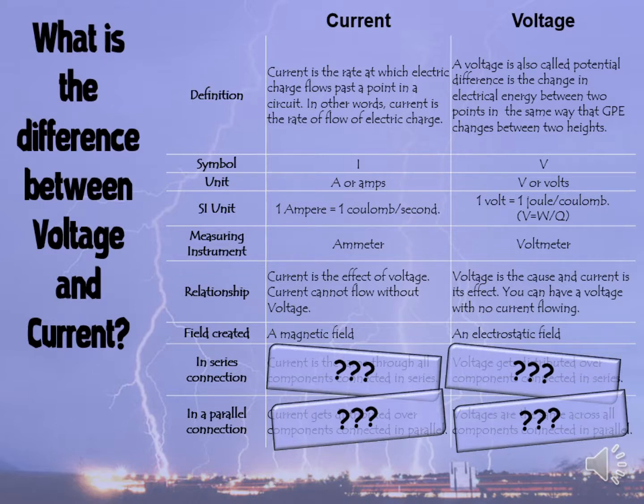And just interestingly, we can see the way that they both contribute in different ways to the idea of electromagnetism, that a current creates a magnetic field, whereas voltage creates an electrostatic field. And this is how we see the two as separate phenomena, even though they are created by the same effects.